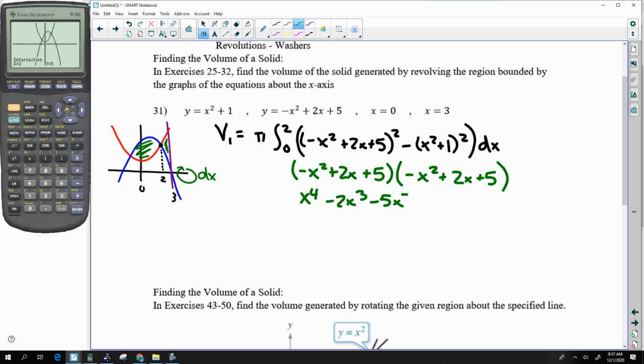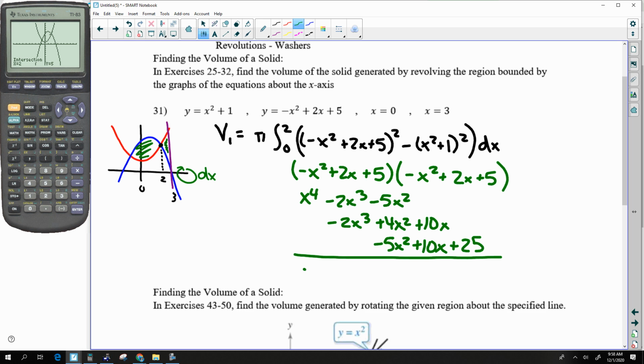minus 5x squared, negative 2x to the 3rd plus 4x squared plus 10x. And this is going to be negative 5x squared plus 10x plus 25. And so this ultimately is going to be x to the 4th minus 4x to the 3rd minus 1x squared plus 20x plus 25. Okay, that's that portion of the problem.